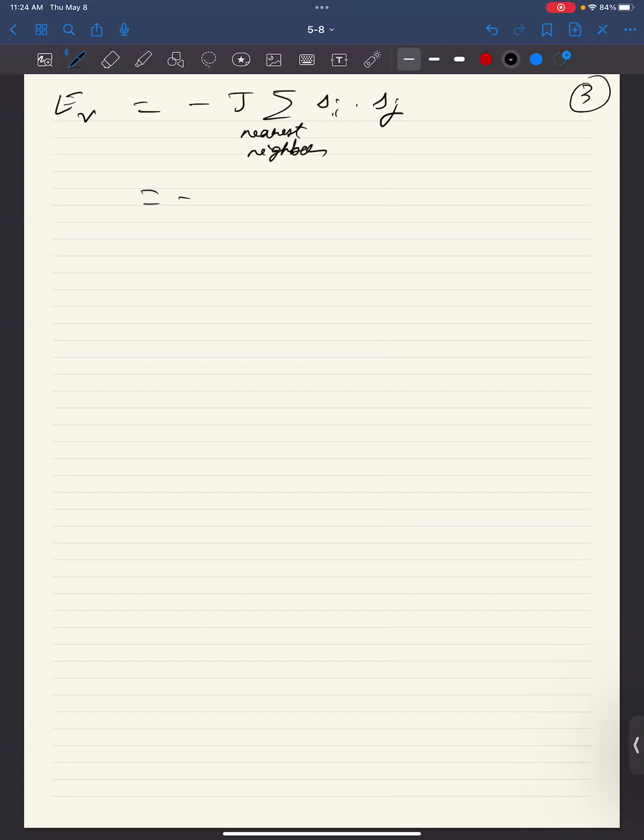So let's write it down explicitly. Let's break it down. And I'm not going to worry about what's happening at the boundaries. Let's say there are lots and lots of spins. So I will write it as S1 S2 plus S2 S3 plus S3 S4. You might say, what about the left side of S1? Well, it could be S0, it could be S minus 1. I don't care. I'm just writing it down this way.